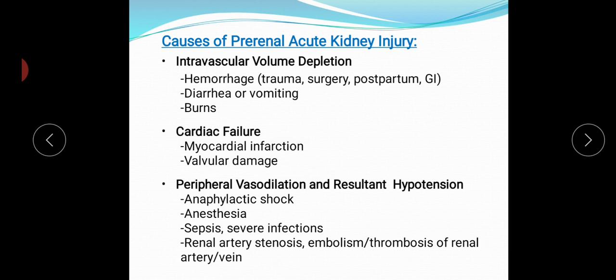Second, cardiac failure. Cardiac failure may lead to decreased cardiac output, and that will decrease the plasma volume and decrease the blood supply to the kidney. Then certain other causes like peripheral vasodilation or severe hypotension. That may be because of an anaphylactic shock or an anesthetic complication. It may be due to severe sepsis, that means a severe infection in the body. Like that.